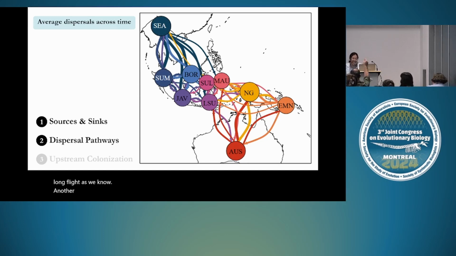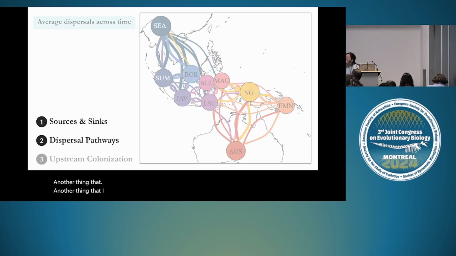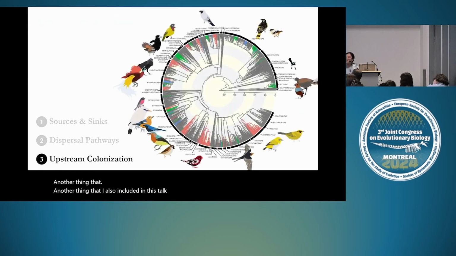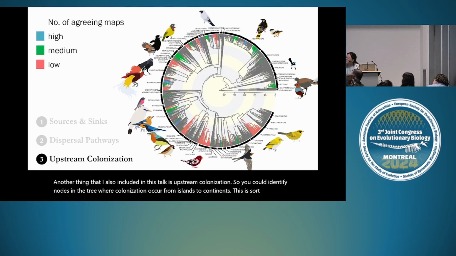Another thing that I also included in this talk is upstream colonization. So you could identify nodes in the tree where colonization occurred from islands to continents. This is me trying to plot the number of agreeing maps, which means we're more confident when a lot of the stochastic maps agree that there's upstream colonization, and we can identify some interesting groups for people who like birds.